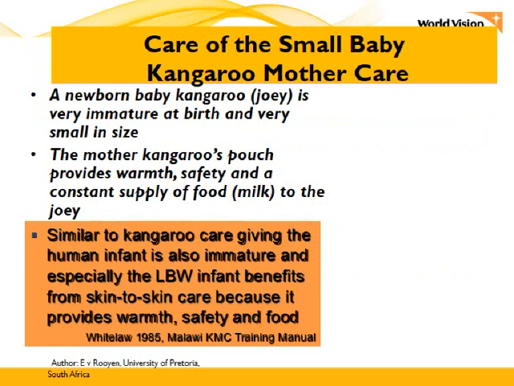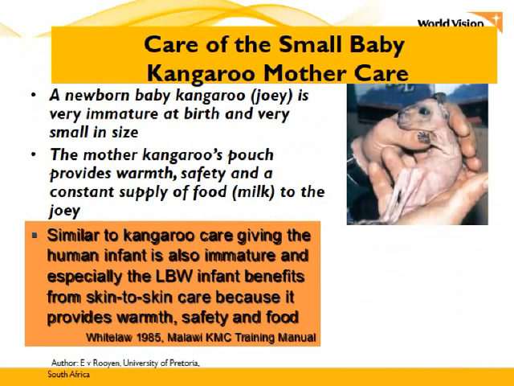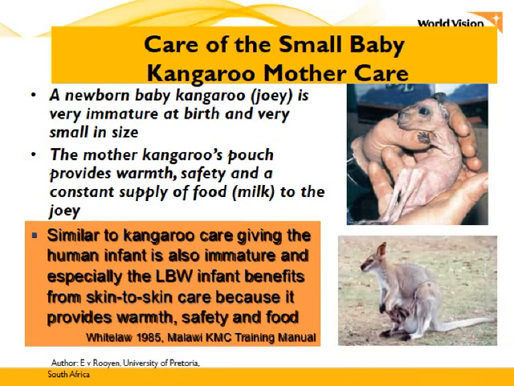So what is kangaroo mother care? If you've never heard of a kangaroo before, perhaps this term requires a little bit of explanation. A kangaroo is an animal found only in Australia. A newborn baby kangaroo, called a joey, is very immature at birth and very small in size, so it isn't yet ready to withstand life outside the mother's body. The mother kangaroo's pouch provides warmth, safety and a constant supply of milk to the joey. Similar to kangaroo mother care, the human infant is also immature, and especially the low birth weight baby can benefit from this kind of skin-to-skin care because it provides it with warmth, with safety and also with milk.